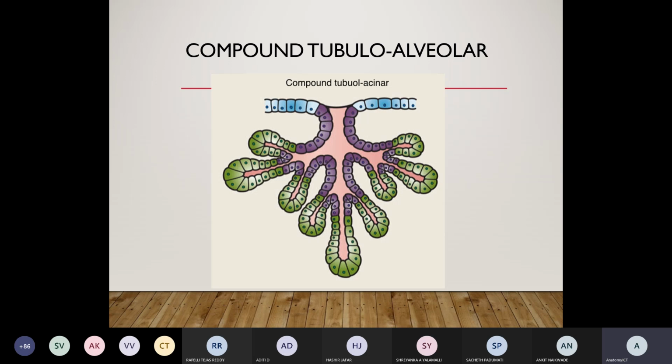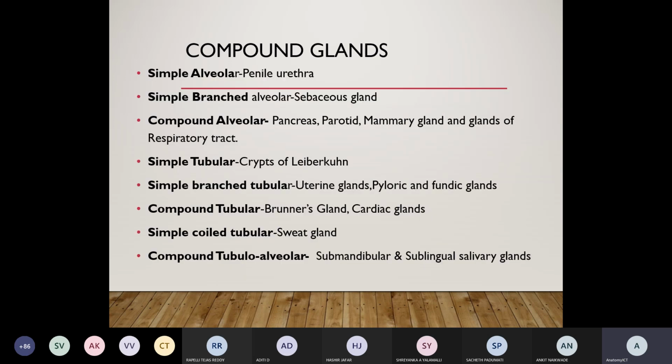The color of the gland is shown as something and the tubular epithelium is shown as something different. It means the secretions also vary from those particular cells.